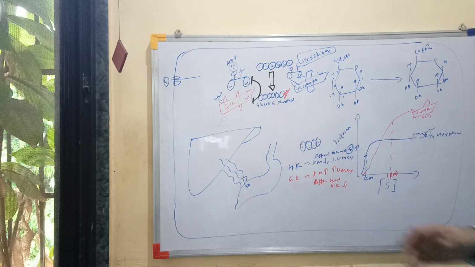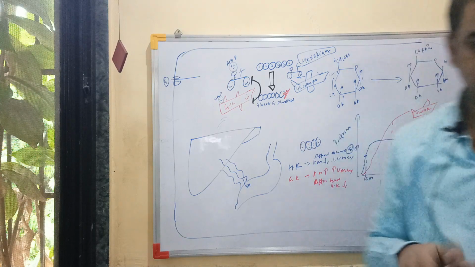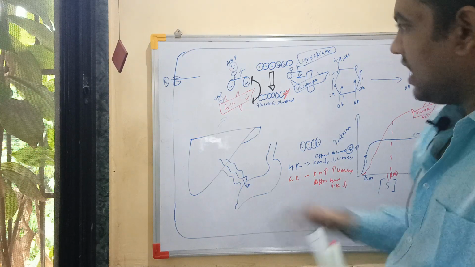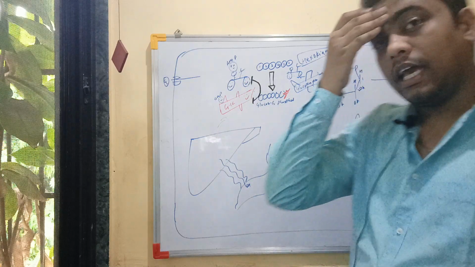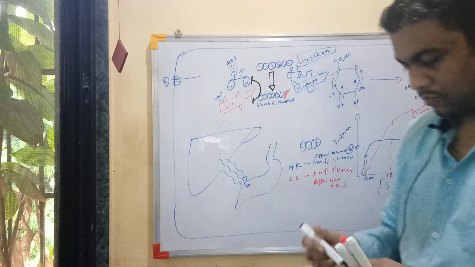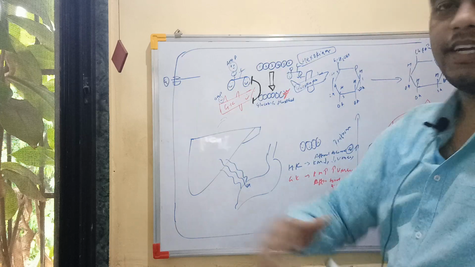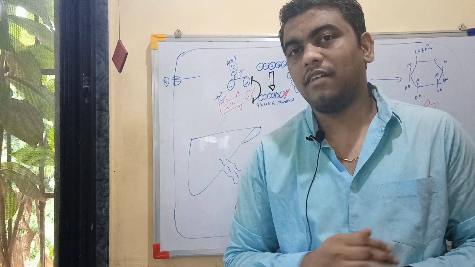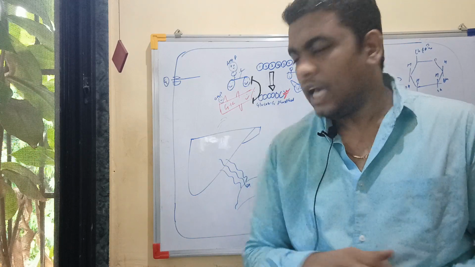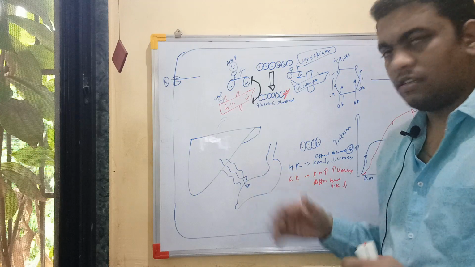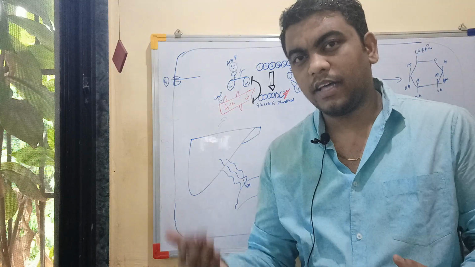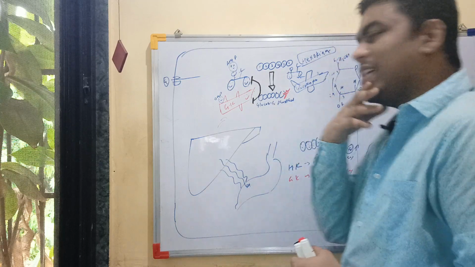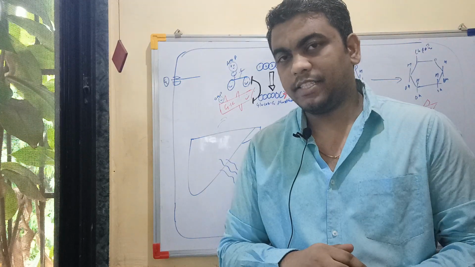Now there is one more activator. Let's say this is the cell, and in the blood, your blood glucose level is very less. I will explain more on this when we talk about some other reactions. I'm just introducing it to you right now. Suppose the blood glucose concentration is very less.